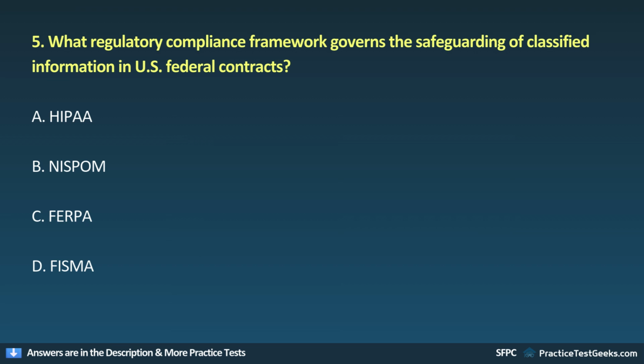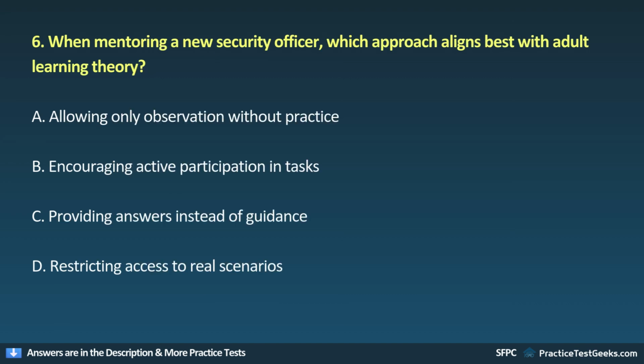D. FISMA. 6. When mentoring a new security officer, which approach aligns best with adult learning theory? A. Allowing only observation without practice. B. Encouraging active participation in tasks. C. Providing answers instead of guidance. D. Restricting access to real scenarios.